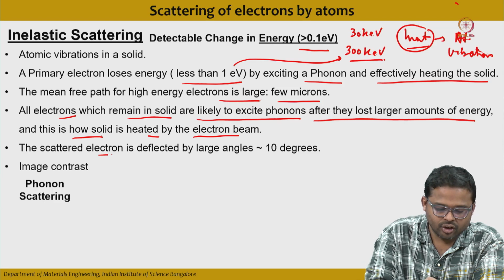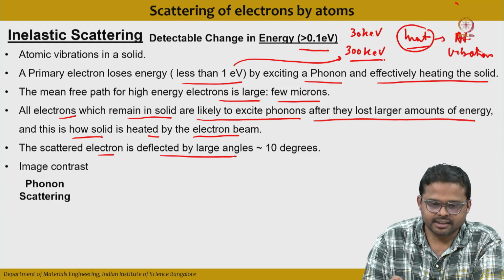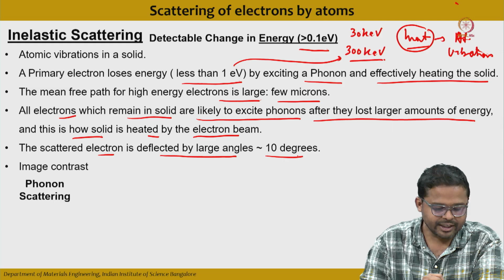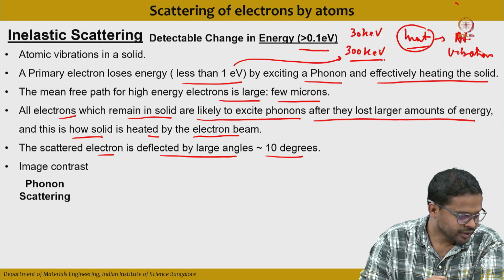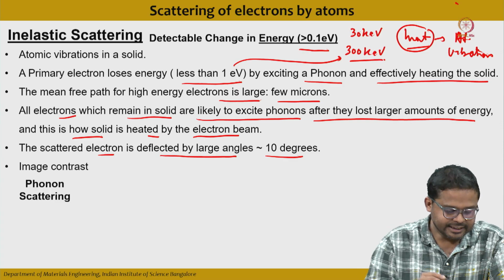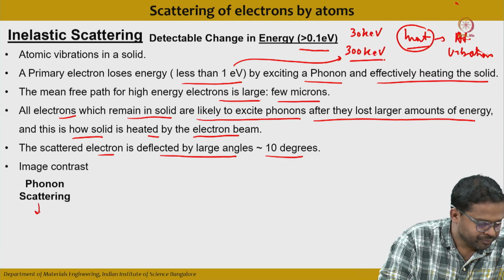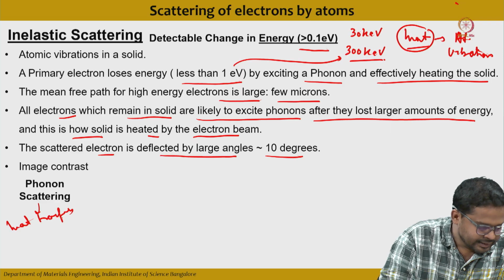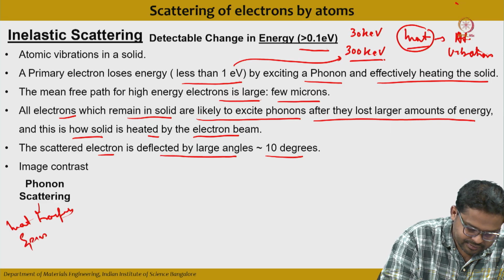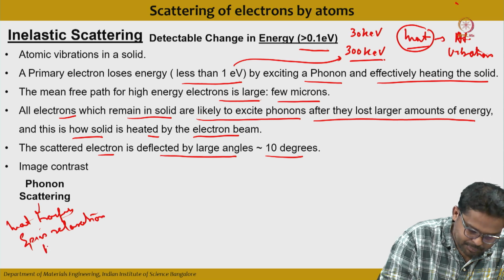The scattered electron is deflected by large angles, more than 10 degrees, and it can be used for image contrast. Usually the phonon scattering is very important for heat transfer, then spin relaxation, thermal expansion.